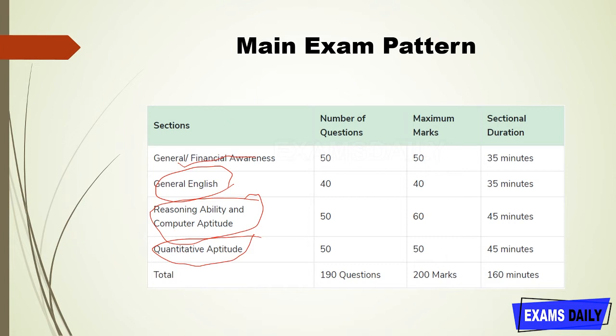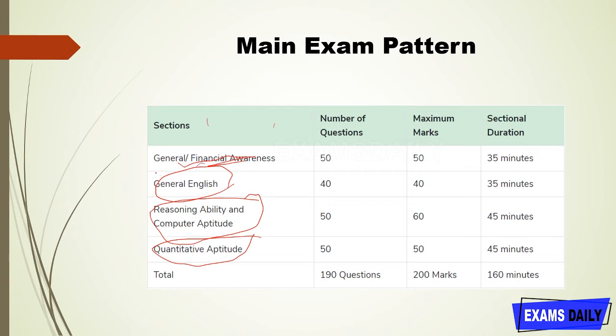So in this you want to give more importance to general financial awareness and computer aptitude, because you may study well for the preliminary examination for general English, reasoning and aptitude, but you are going to study financial awareness and computer newly for the mains examination. So in this you want to give more importance to these two topics.